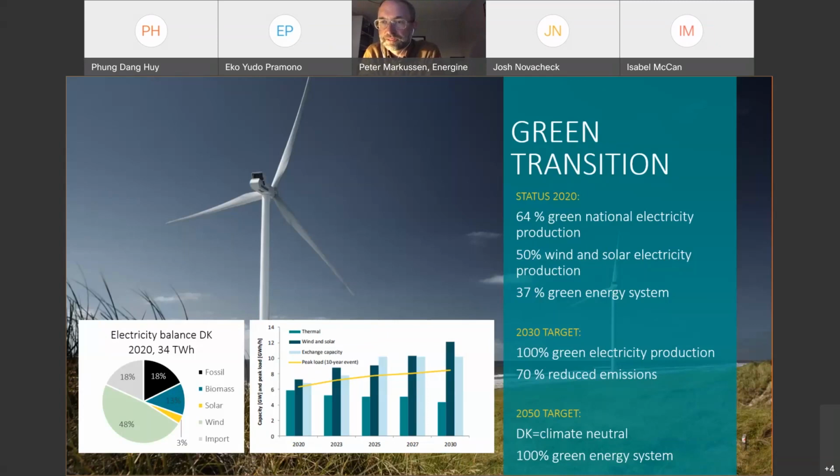And when we look ahead, as mentioned, we are going for 100% green electricity in 2030, and that is quite a challenge, both to build the renewable energy fast enough, but also to operate the system. Historically, we have not looked that much at inertia, but that is getting more and more important when we look into the future with more distributed electricity from solar and wind.